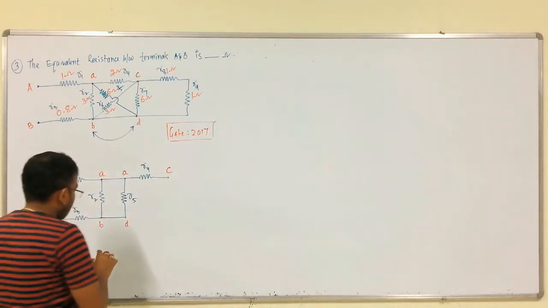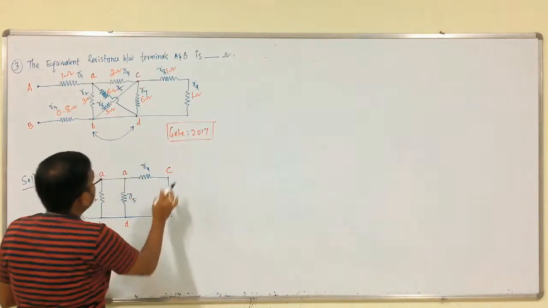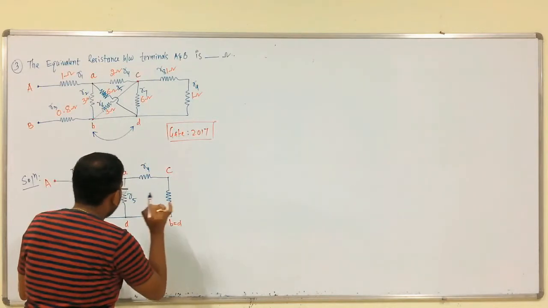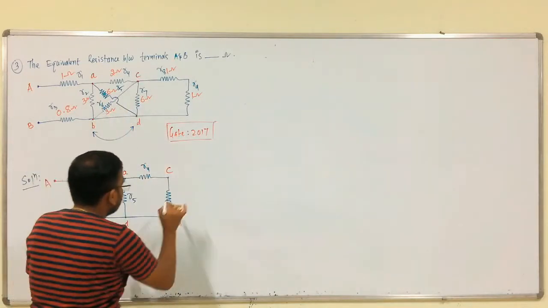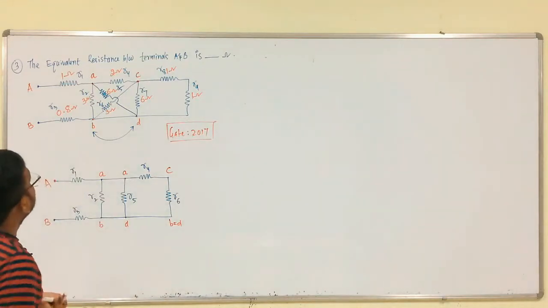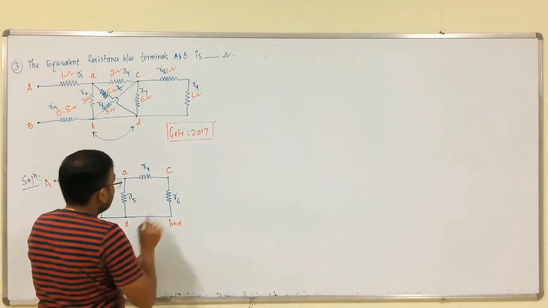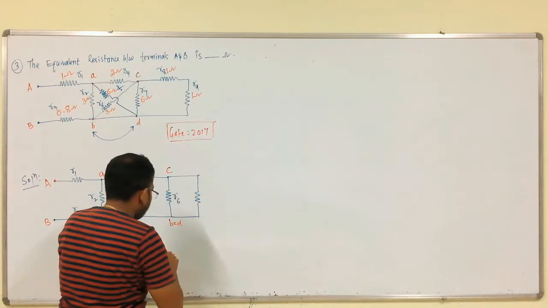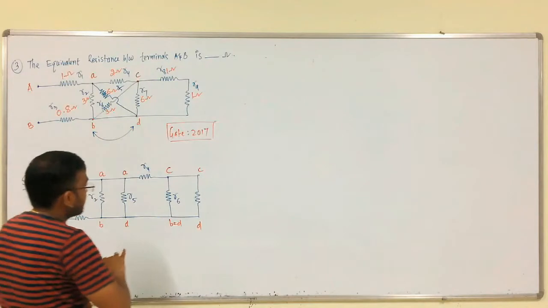Therefore, between C and B, which is equal to D, we have 3 ohms, that is nothing but R6, completed. Next, between C and D we have a 6 ohm branch. This is D, this is C, and 6 ohm is nothing but R7, right.